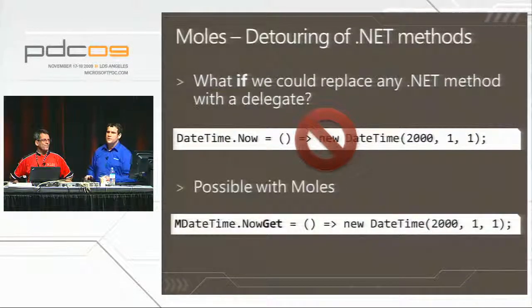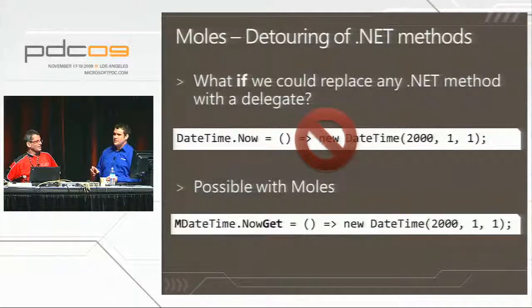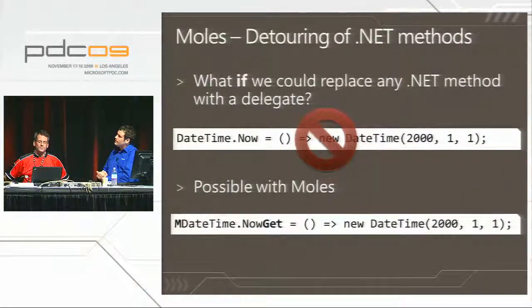But the good news is that PEX comes with a framework called Moles, which allows us to do just that. Moles has 5 letters, right? So we need 1 letter for the character M that we prepend to the class name, and then we do some name mangling for all the methods. So here it's now Get, 4 letters.